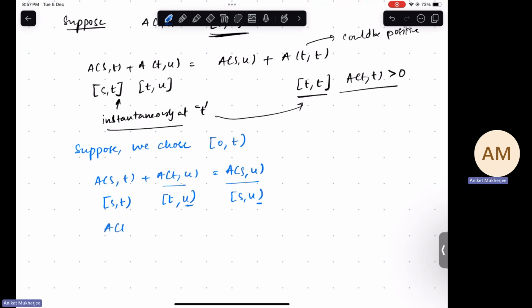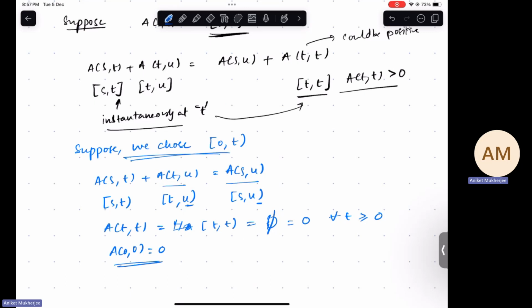Now, if you want to calculate A(t,t), which basically is the amount of data that has come in (t, t], this is basically the null set, right? Like it is an empty set. So you have nothing to calculate. So this basically becomes zero. So any A(t,t) for all t greater than or equal to zero, even A(0,0) also is zero. So if you choose this type of notation, you'll see that everything follows, and A(0) equal to zero. Similarly, D(0) would also be equal to zero, right?